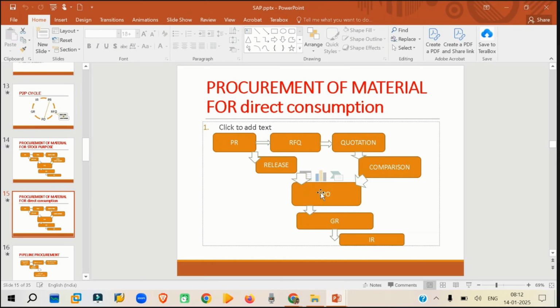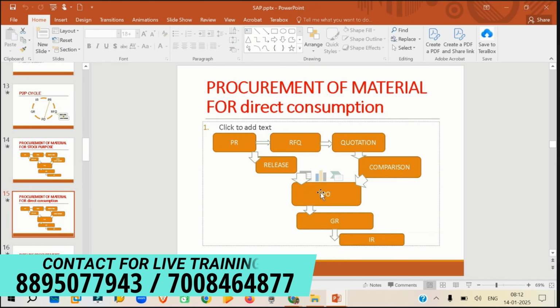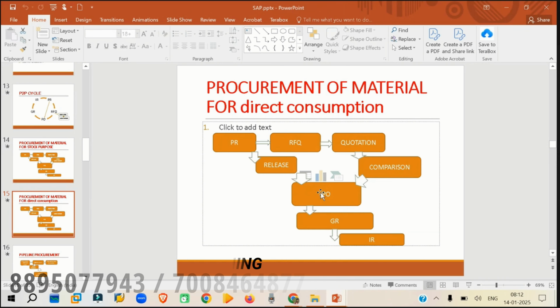Let's say you need some products at your production floor. Let's say you have a maintenance department, and the maintenance department says they need some material for, let's say, a preventive maintenance order. What kind of material? Let's take an example: they say they will need some safety gloves, some grease, some oil, whatever material is required for their preventive order.